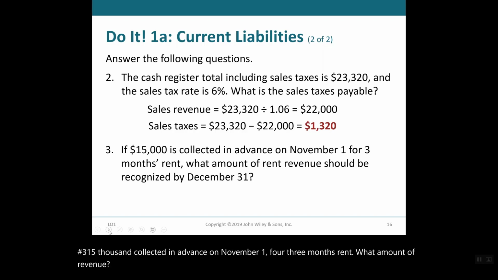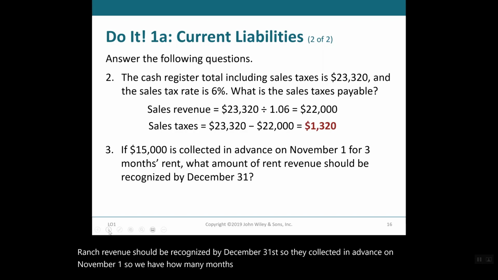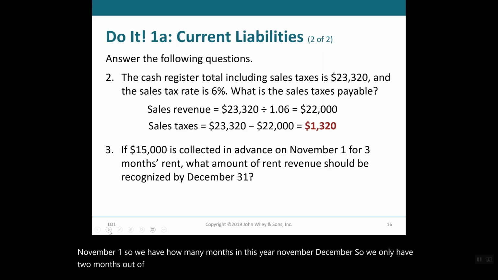Number 3, if 15,000 is collected in advance on November 1 for 3 months rent, what amount of rent revenue should be recognized by December 31? So they collected in advance on November 1. How many months do we have in this year? November, December. So we only have 2 months out of the 3 months in this particular year.